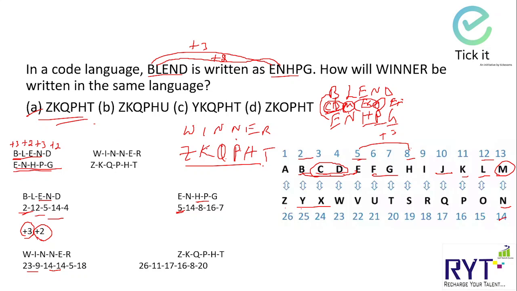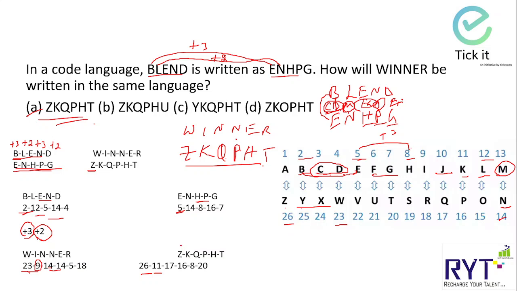We will apply the same logic for WINNER. W is 23, plus 3 we have to do for the first one. 23 plus 3 is 26, which is Z. So Z will be the first letter. I means 9, 9 plus 2 is 11. 11 means which letter? K. So 11 means K. Next, N is 14. 14 plus 2 is 16. 16 means P.